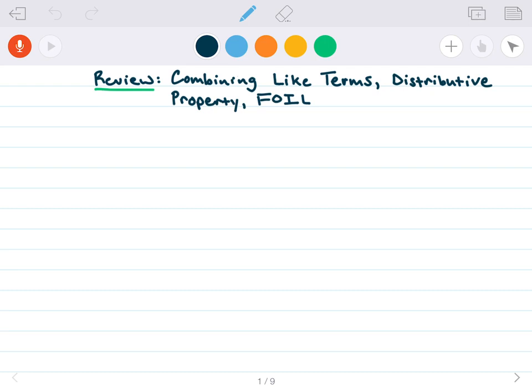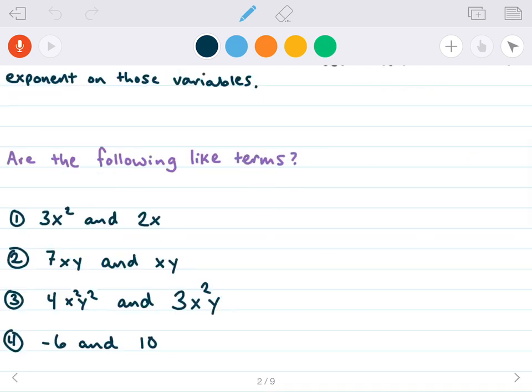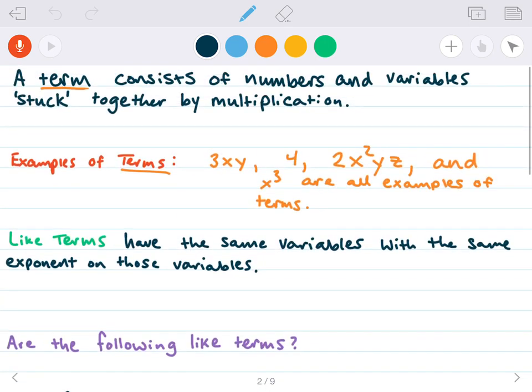Hey guys, in this video we're going to talk about some concepts that we're going to review that will help you with chapter 1 in the textbook. Okay, so the things that we're going to talk about today in this video are combining like terms, distributive property, and FOIL. Okay, so let's go ahead and start talking about terms.